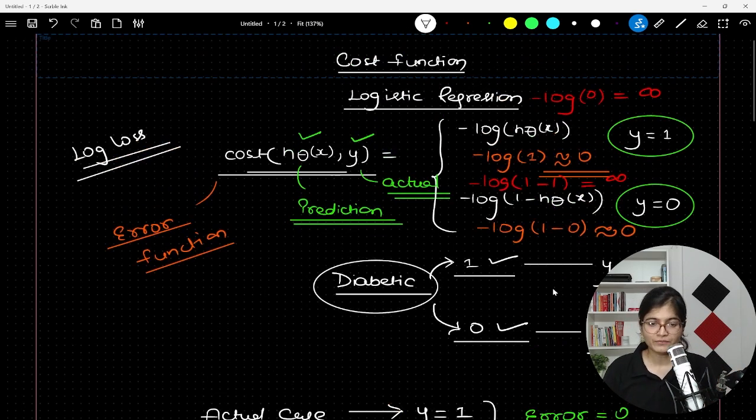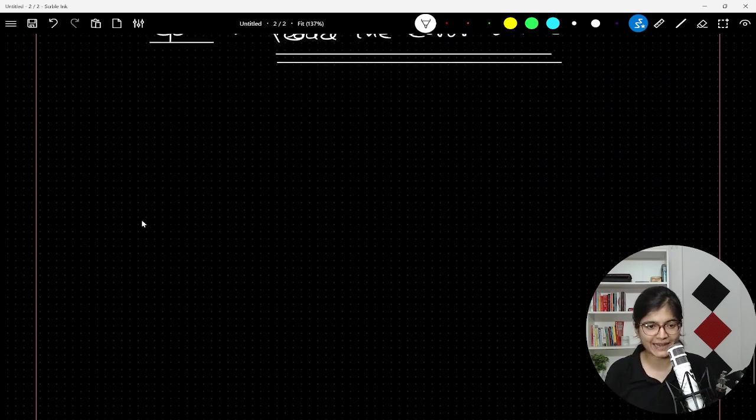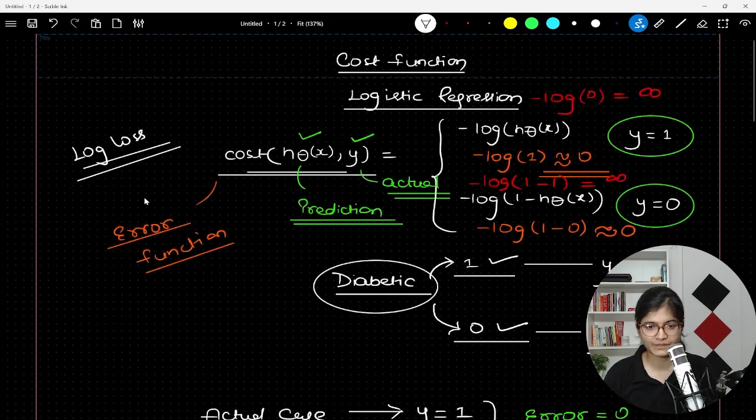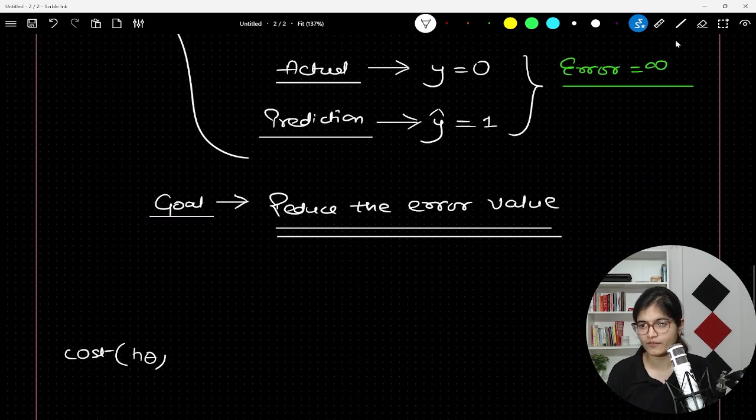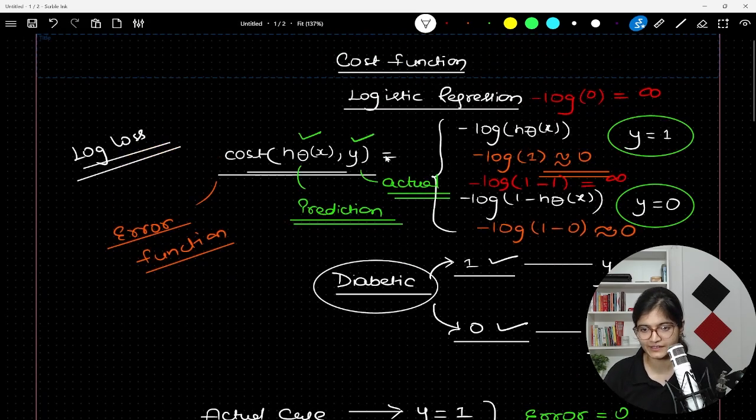Now, this is the final cost function which we have for logistic regression. It is usually asked in a lot of interviews as well. Sometimes you will see that people combine these two equations in one go, and the cost function will look something like this. Cost function of h theta of x, comma y. You can see in some books it looks like this.